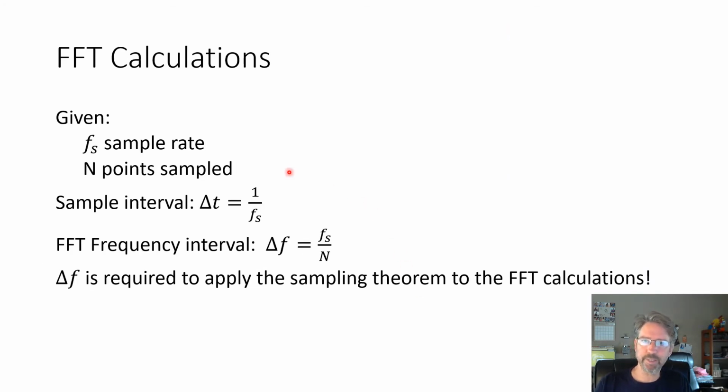For the FFT, we need to know the sample rate and how many samples we've taken. The interval between samples, delta t, is 1 over fs, if fs is in samples per second or hertz. A really important number to remember here is the delta f. This is the frequency change between rows of the FFT answers. And you need that in order to apply the sampling theorem. And most calculators have the FFT built in, but they don't do this part for you, so you have to remember that.